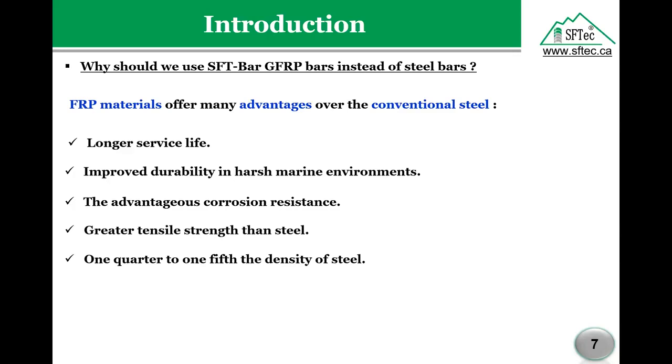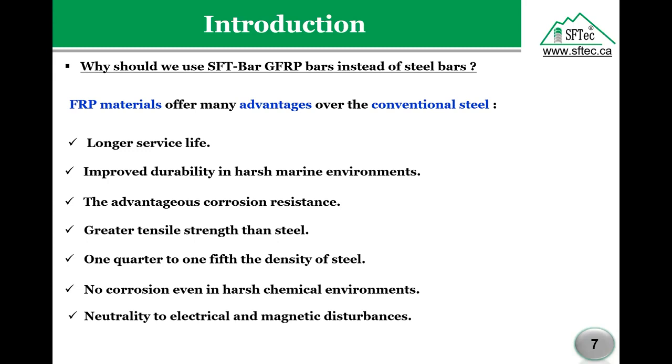However, even though it's stronger than steel, it is 1/5 the weight of steel, which makes it easier to work with, safer and faster. The fact that it is corrosion proof makes it perfect for chemical environments also. So if you're doing mining, for example, pipelines or water purification stations and so on. And finally, it's neutral to electric and magnetic disturbance, which makes it perfect also for applications like airports, military applications, MRI rooms in hospitals and so on.